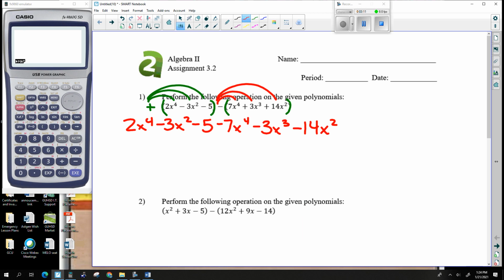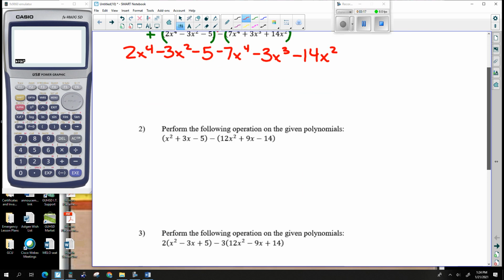So if it's a minus, make sure you bring the minus into the parentheses that it's touching. For example, in number 2, here's a minus. So what I do is I have to bring that subtraction, that minus, in, which would make a negative 12x squared, a negative 9x, and a positive 14. So if there's a negative, bring in that negative.